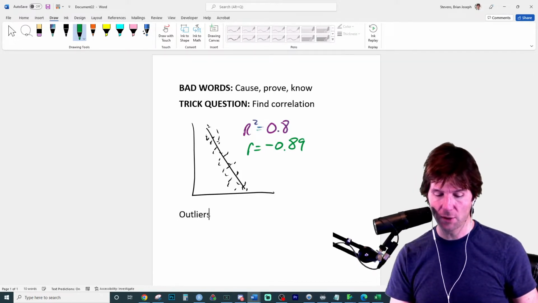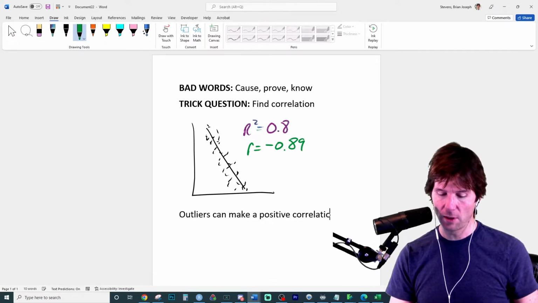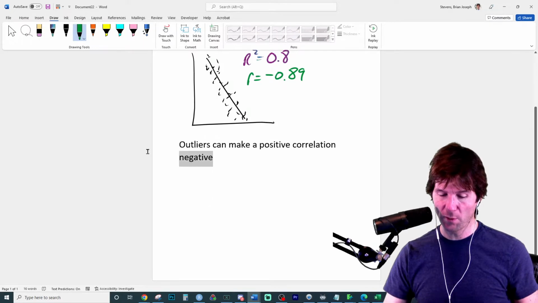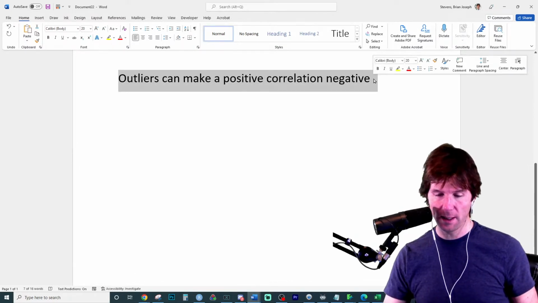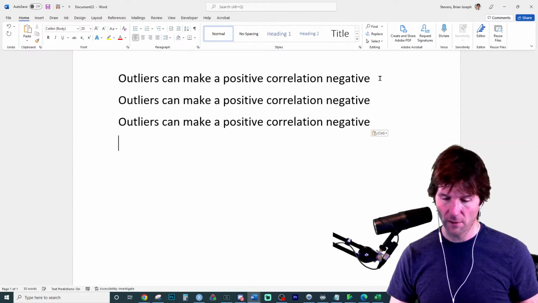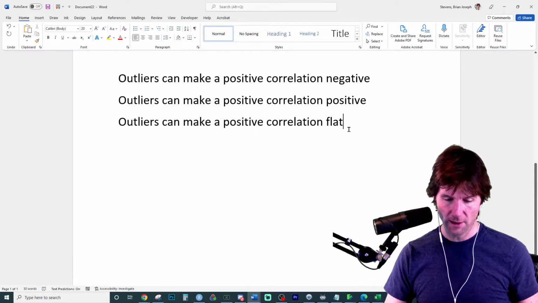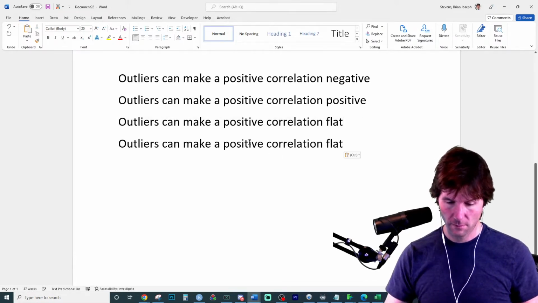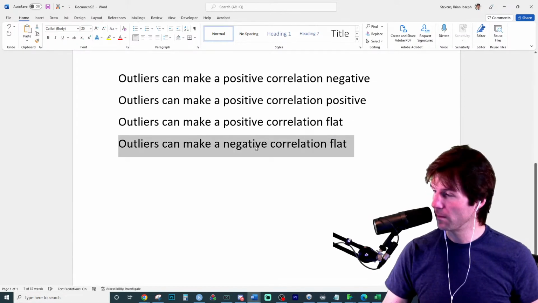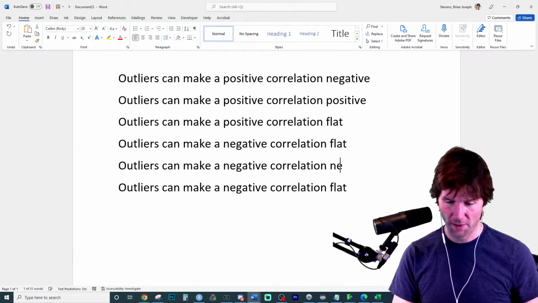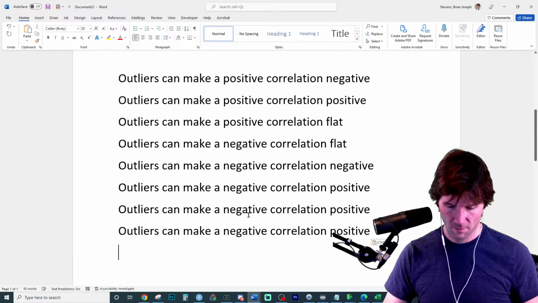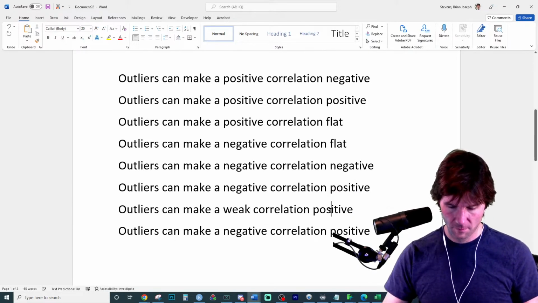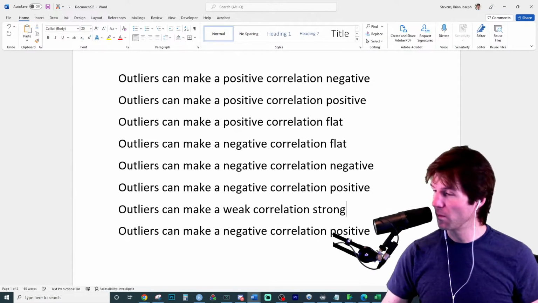How about outliers and making a positive correlation negative? I want you to answer true or false to these questions. Answer true or false to the following. You ready? Outliers can make a positive correlation negative. Positive, flat. Outliers can make a... Which of these is the true one?